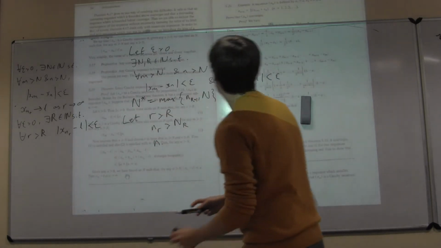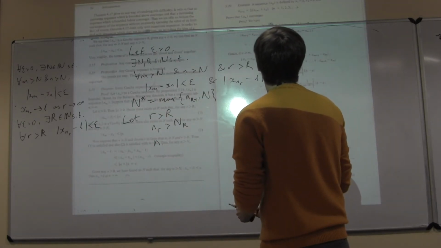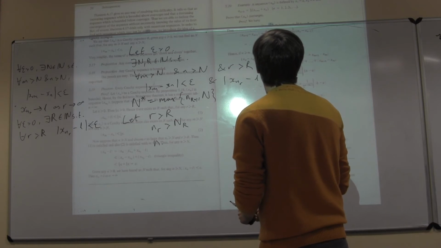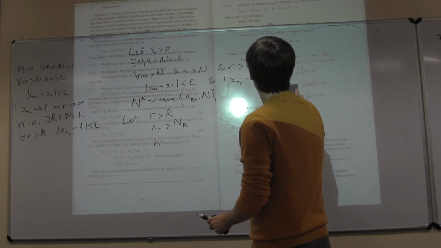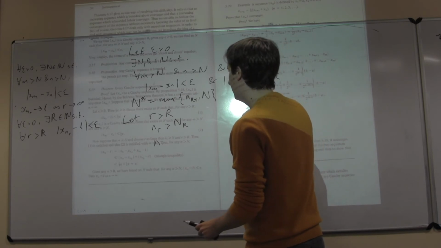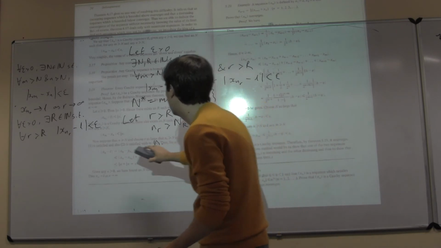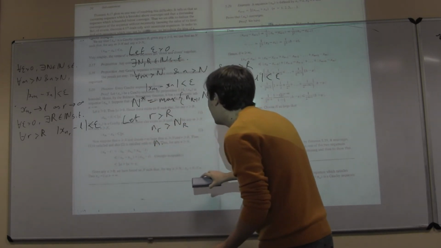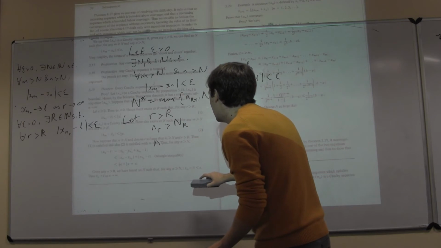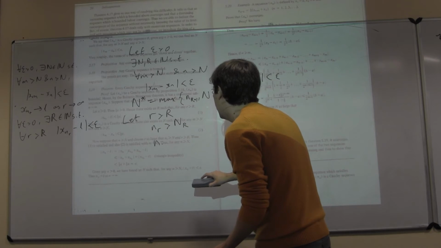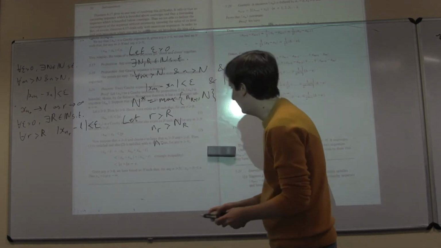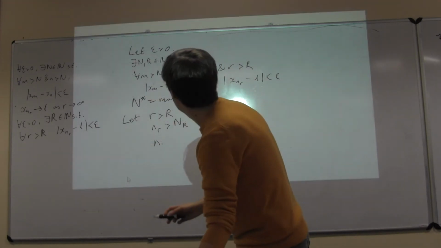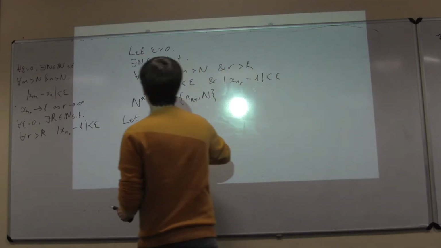Sorry, let me just find the answer. This is right. Choose R so large that n_r is bigger than N and r is bigger than capital R. Yeah, that's what we need. Okay. Sorry.